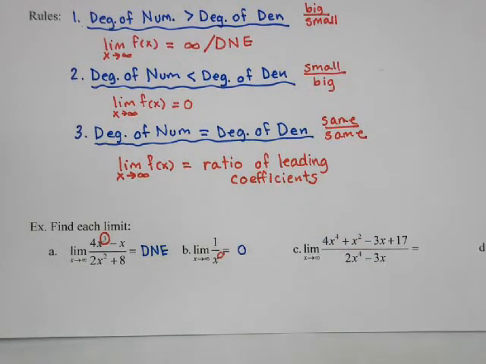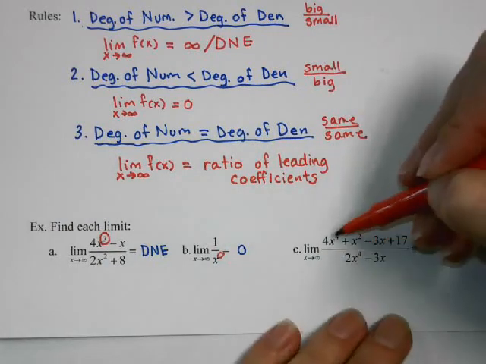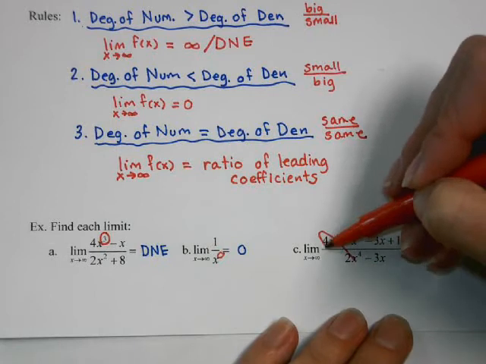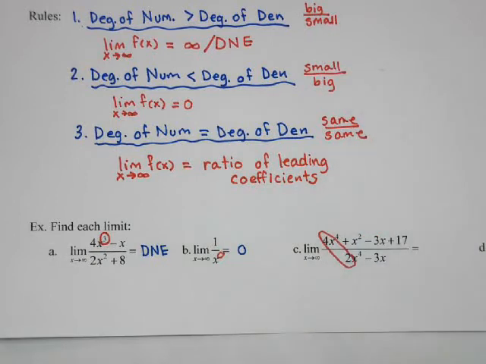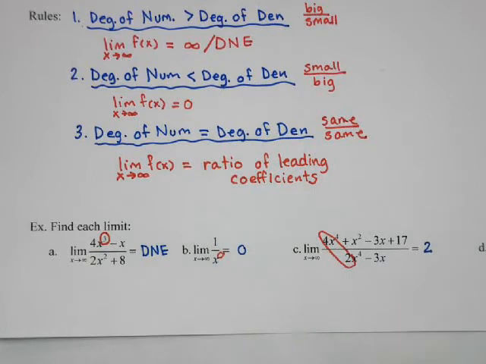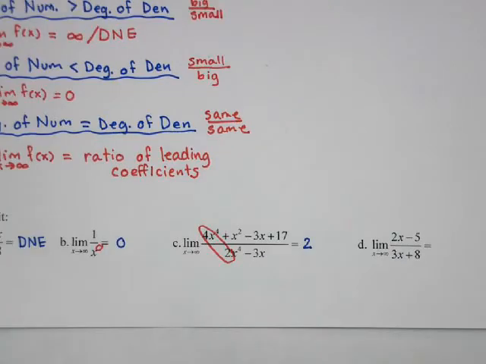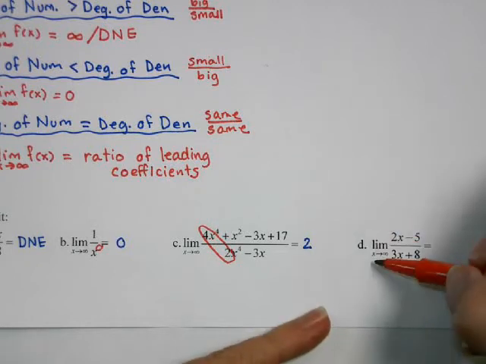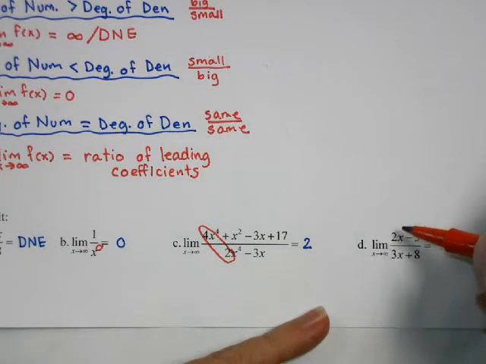Here, the degrees are the same. So the limit is going to come from 4 over 2. So 4 divided by 2 is 2. And our last one, the limit as x goes to infinity of 2x minus 5 over 3x plus 8. The degree is again the same. So our limit is going to be 2/3.